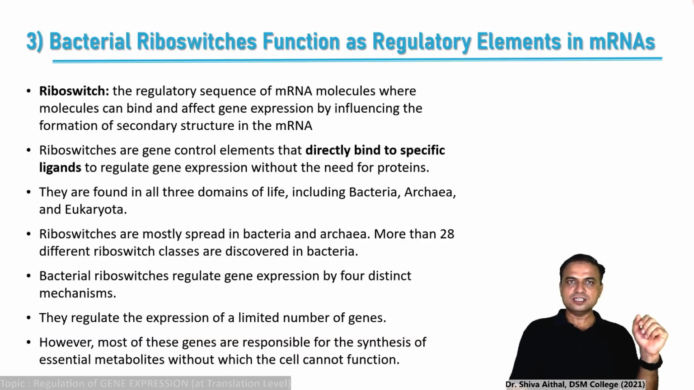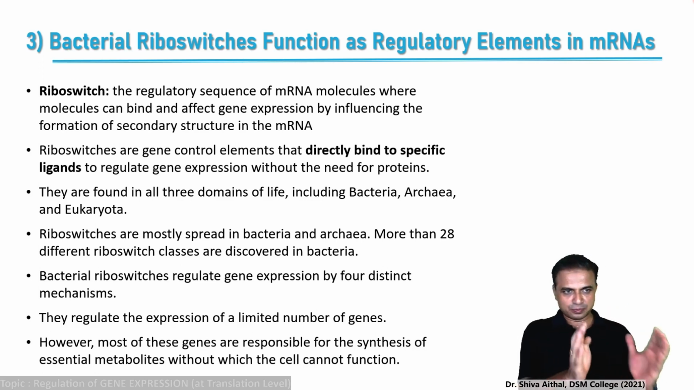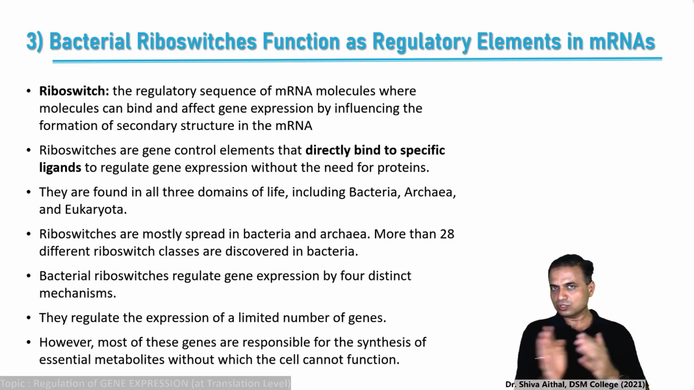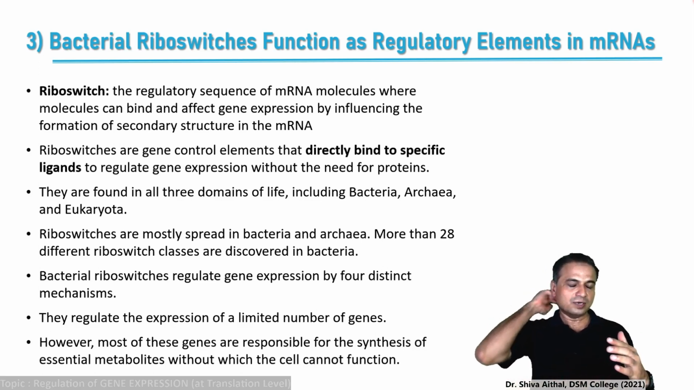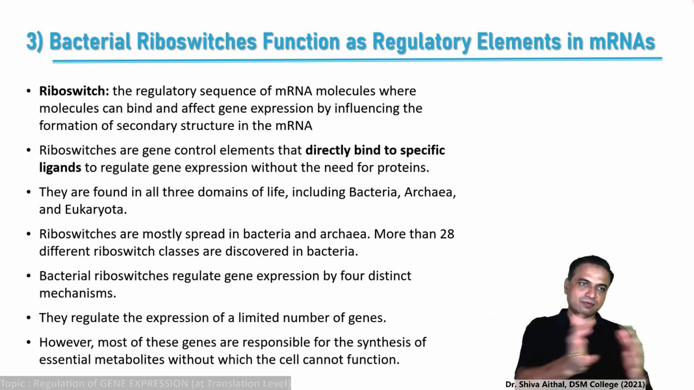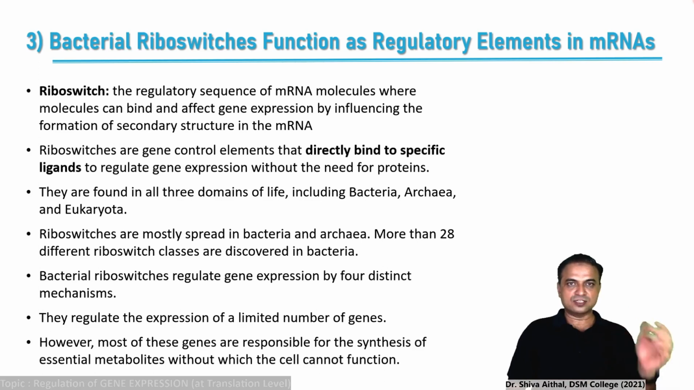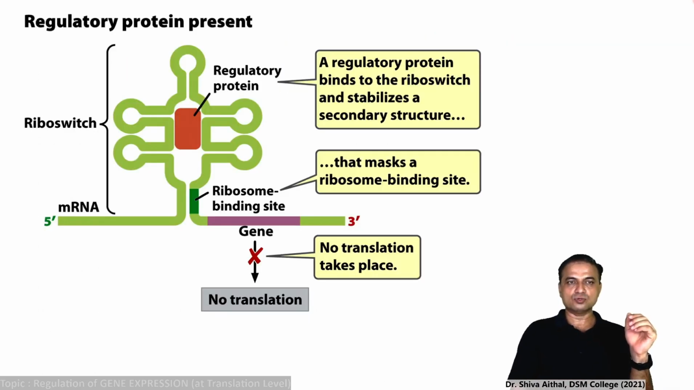Okay, the third is bacterial riboswitches. Bacterial riboswitches function as regulatory elements in the mRNAs. What is a riboswitch? I will just skip this for the time being. Go to the next slide, show you a riboswitch structure, and then we will come back to this point discussion. Okay, point wise discussion. So see, this is an mRNA, this green region is mRNA, and this is one single strand of mRNA.